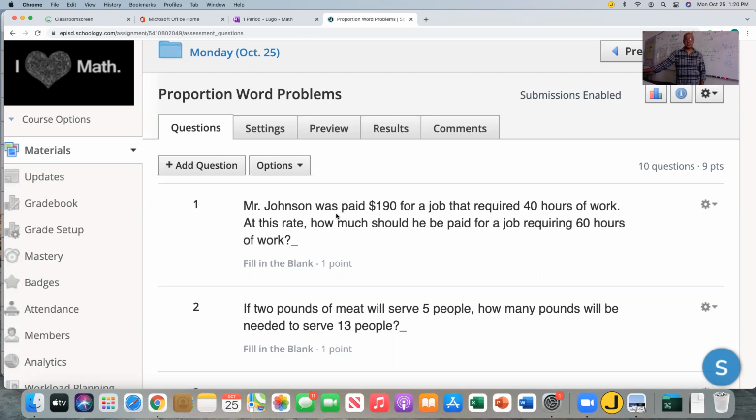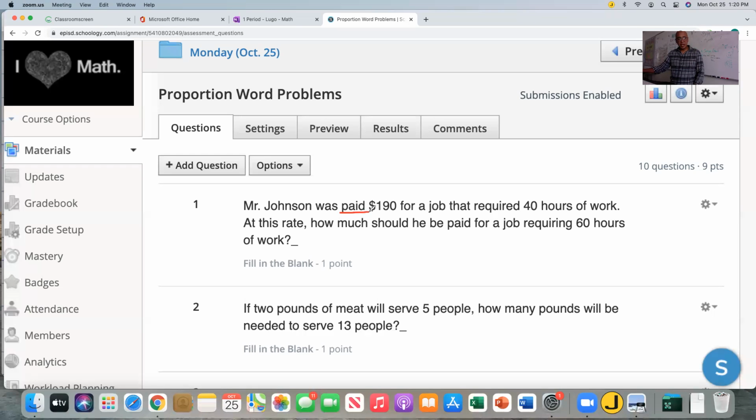All right, number one says, Mr. Johnson was paid $190 for a job that required 40 hours of work. At this rate, how much should he be paid for a job requiring 60 hours of work? The first thing that we must do in any of these problems, ladies and gentlemen, is identify the two things that we're comparing. Remember that a ratio is a comparison between two things. So what are the two things that we're comparing? So let's see what's important here to see if we can identify those two different things.